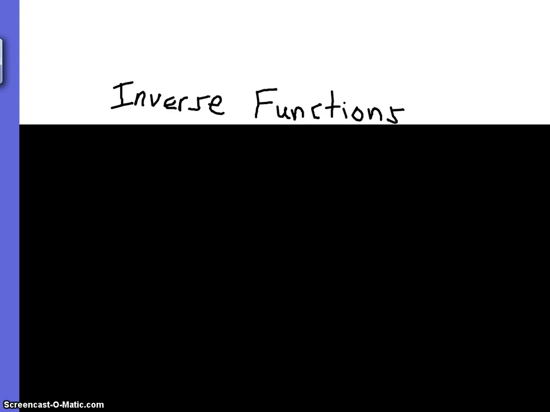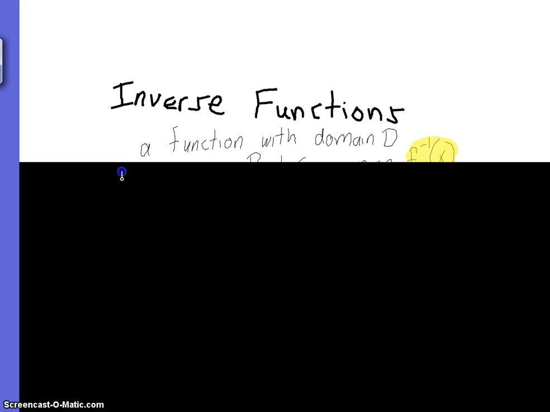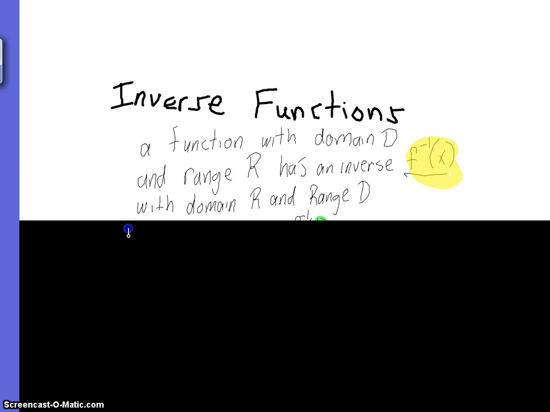Okay class, today we're going to be looking at the topic called inverse functions. An inverse function is kind of the opposite function. We start off with a function with domain D and range R. Then it has an inverse, which is denoted as f with a -1 exponent of x. That does not mean we're going to take it to the -1 power. It does mean that the domain and the range are going to switch values.